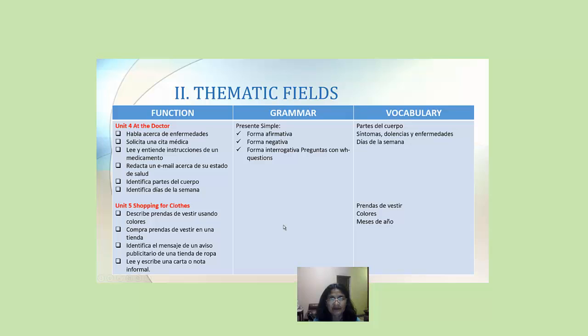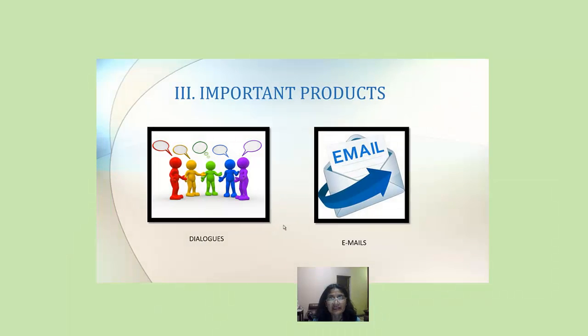Okay. All right, let's move to the third part. The third part is the important products. As you see, we have 2 topical units. So for each topical unit, we need a product. For the first topical unit, we have dialogues, okay, and for the second topical unit, we have emails. So it means that they are going to have 2 kinds of products: oral and written products. Okay, all right.